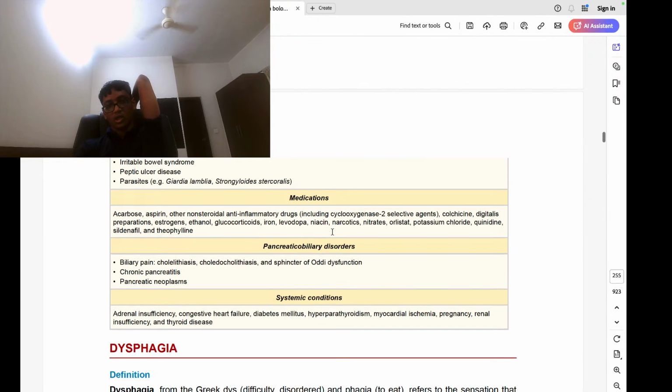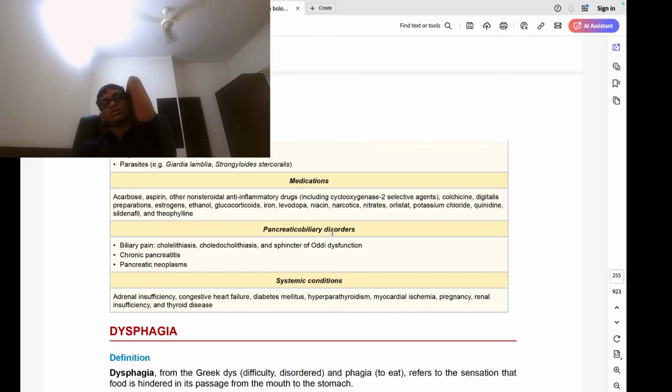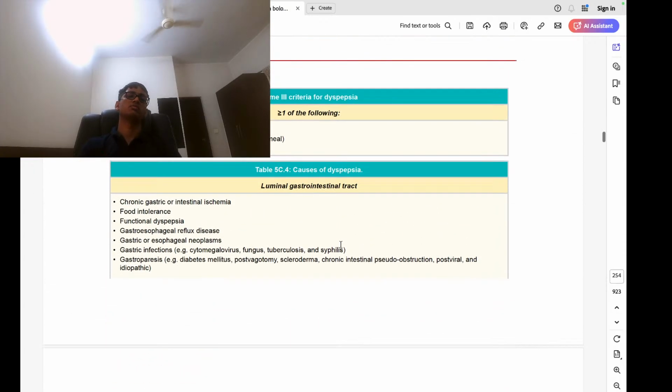Medications, you have acarbose, aspirin, other NSAIDs including cyclooxygenase 2 selective agents, colchicine, dietary preparations, estrogens, ethanol, glucocorticoids, iron, levodopa, niacin, pyridostigmine, sildenafil, theophylline. All of these cause dyspepsia.